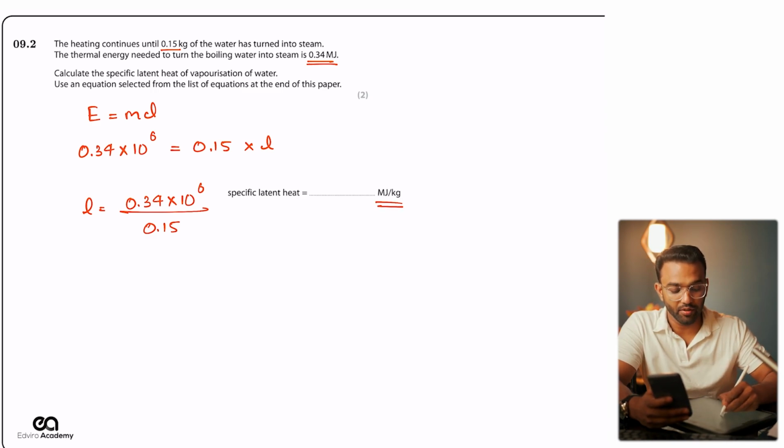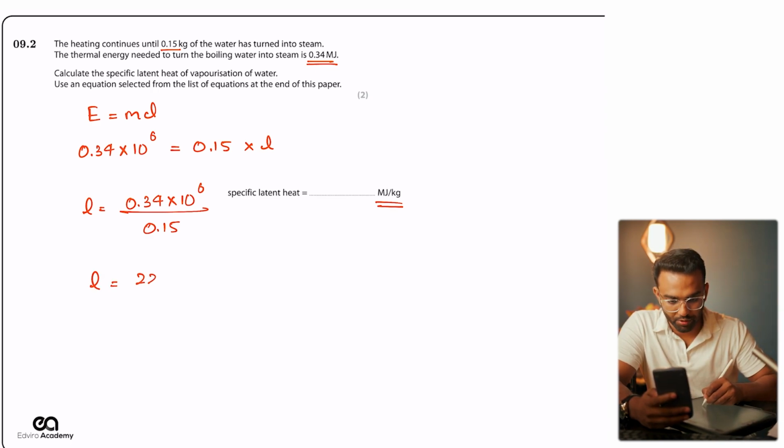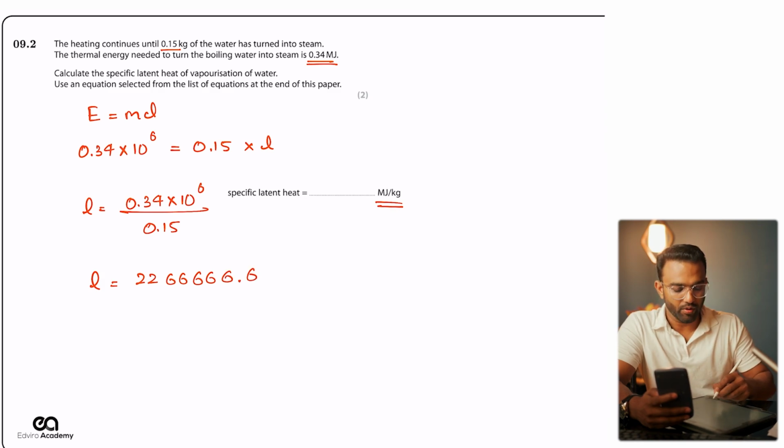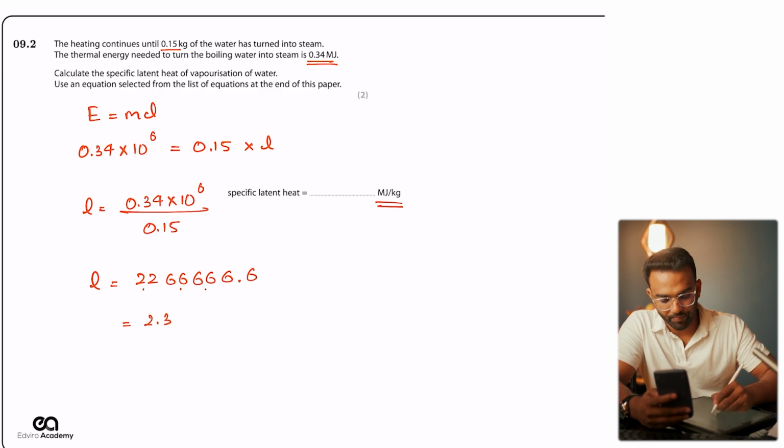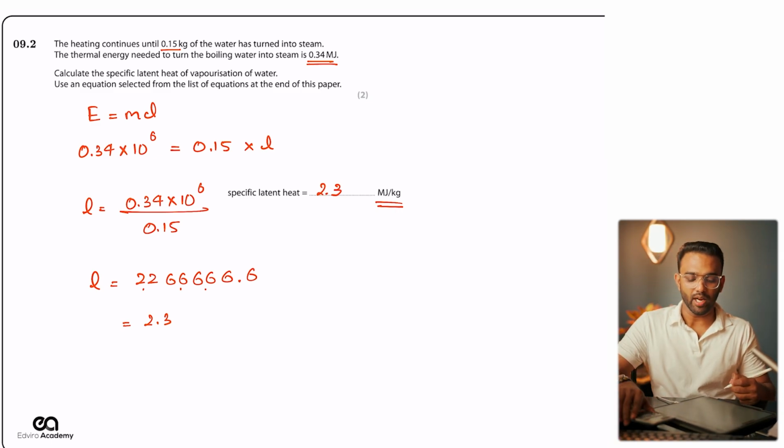Again, you look at the unit, guys, it is megajoules. So the answer for L I'm getting is 2,266,666.6. I want to convert into megajoules, so I'm going to round it to 2.3. So this is 2.3 megajoules per kilogram, and there you go.